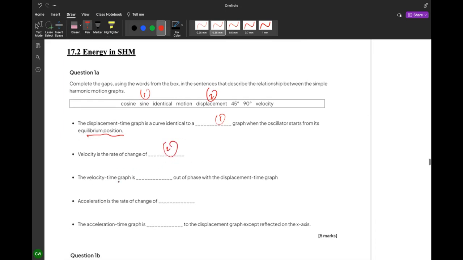Okay, the velocity-time graph is out of phase with the sine graph, 90 degrees, correct. Acceleration is the rate of change of velocity, correct. The acceleration-time graph is identical, except reflected by the x-axis. So it should be the same.